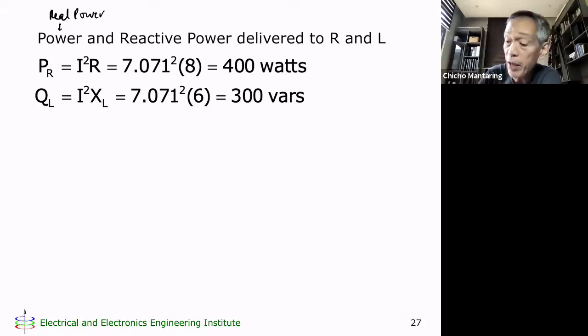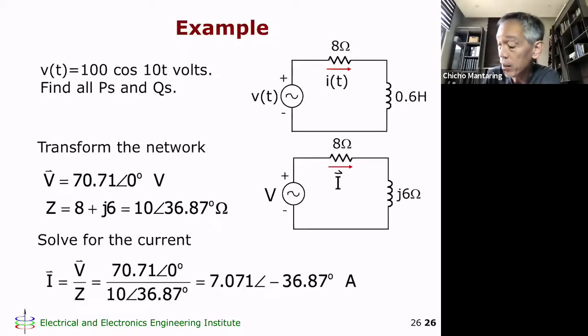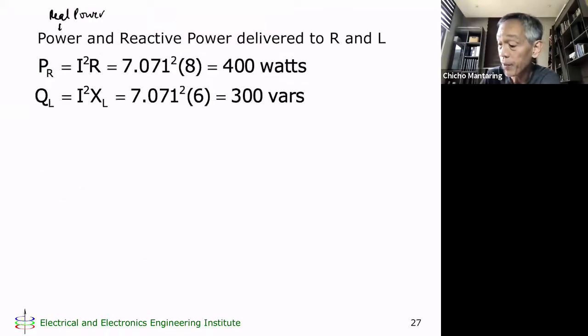And if you already know the RMS value of your current, because here we already know it, I RMS, which we just say is I, is equal to 7.071. Remember, we're just dealing with the RMS value, not with the Phasor quantity. So if I already know the RMS value of I, then the power delivered to my resistor is just I squared times R, which is 400 watts. And the reactive power delivered to my inductance is I squared times XL, which is 300 volt amperes reactive, or 300 VARs.